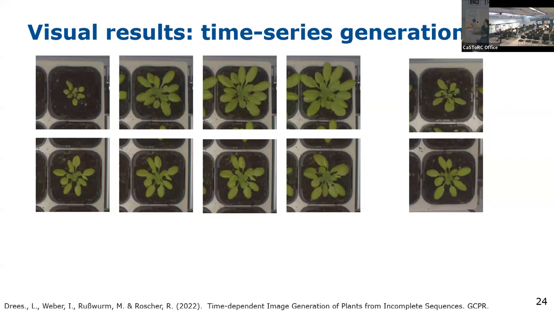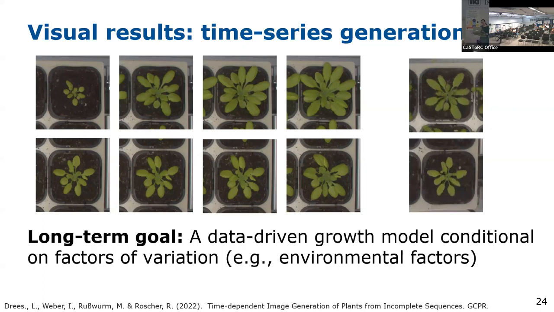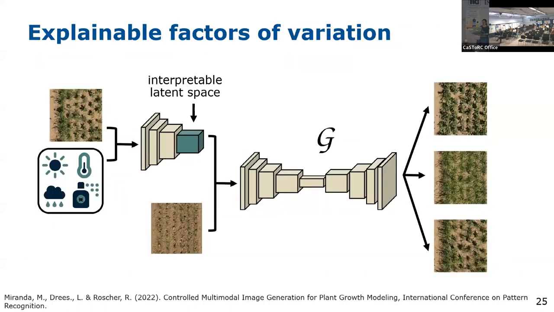So these are 4 input images. This is what was generated, and this is another plant, and this is what was generated. In the end, it gets a little bit blurry in the middle, but still we are quite happy at the moment. But still, our long-term goal is a data-driven growth model conditional on factors of variation. That means environmental factors. So we went a little bit further, and we developed a generative adversarial network for now 2 points in time. So we focus now on the environmental factors, not the time, one thing at a time.